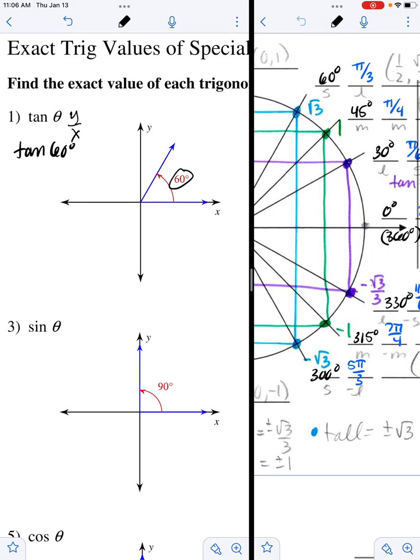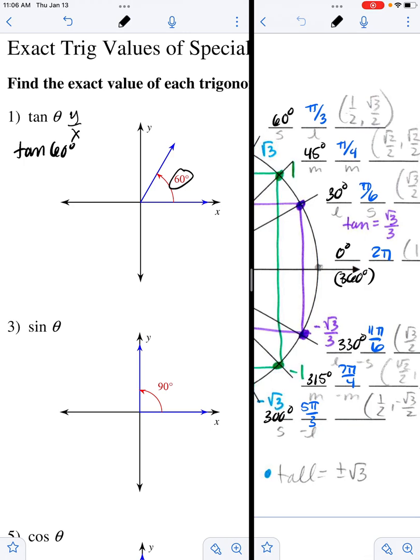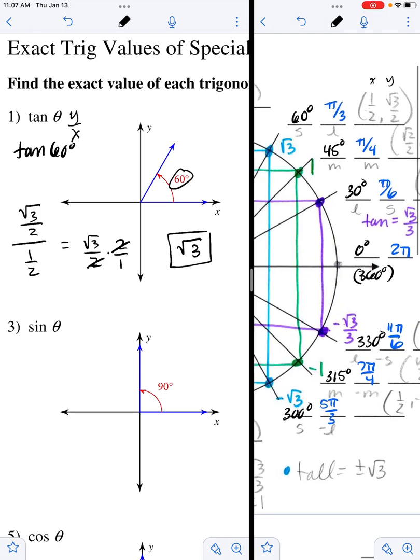Getting to 60 degrees is not that hard. It's right up here in the corner. And my x is a half and my y is root 3 over 2. So if I put my y, which is root 3 over 2, over my x, which is a half, I get what's called a stacked fraction. To do stacked fractions, which is something you do quite a lot in calc, so you want to be able to do that, you take the top and you multiply by the reciprocal, meaning you multiply by the bottom flipped over. In this case, these cancel, and my answer would be that the tangent at 60 is root 3.